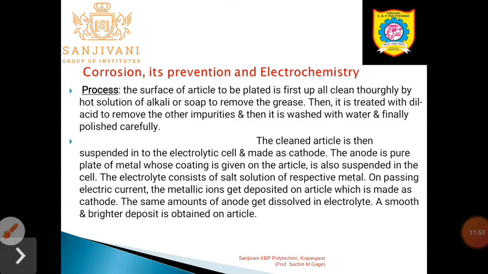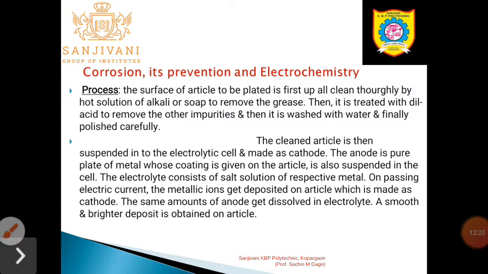The electrolyte consists of the salt solution of the respective metal. So here we are going to take the electrolyte which is the own salt of that particular metal. For example, in the example we are going to see how that electrolyte is taken. So the own salt solution is the electrolyte taken for electroplating.